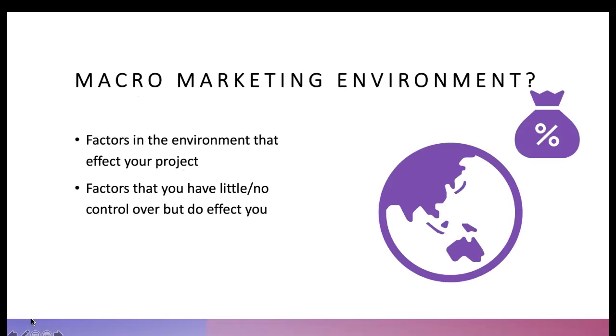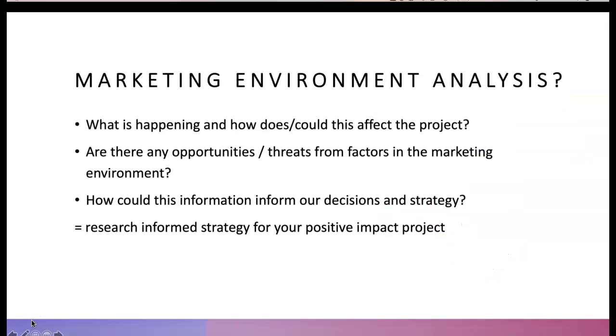The macro marketing environment is a layer of the marketing environment where there are factors that affect us as businesses or as charities, but these factors are big, they're broad, and we don't have a lot of control over them. So when we're looking at doing any marketing, we always want to try and understand the marketing environment. We want to know what's happening in the world, what's happening in our country or in our region that might affect the success of the project.